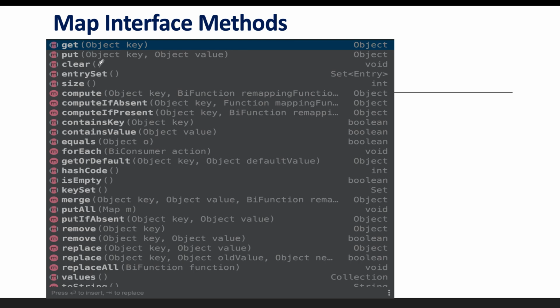So this method is useful when we want to clear all the information available inside the map. Then the next method is entry set. As the name suggests, it is going to return all the entry set, meaning all the pairs of entries available inside the map. Each entry will contain a key and a value. Next method is size, to determine how many entries are available inside the map interface.